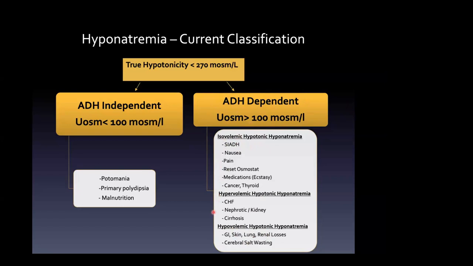In hypervolemic conditions, the urine osmolarity is also high and ADH is stimulated, but for a different reason. This is a low flow state, yeah? Your pump is not working properly in CHF. So the macula densa has a low flow of sodium and chloride. The kidney is falsely thinking that the low sodium chloride represents a low volume state, and it secretes renin, angiotensin, aldosterone, and ADH. And that is why your urine osmolarity is high.